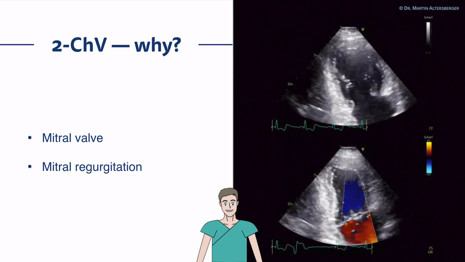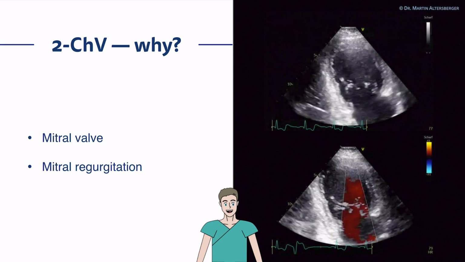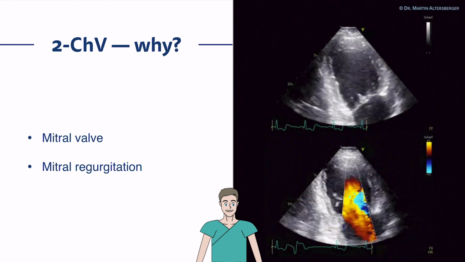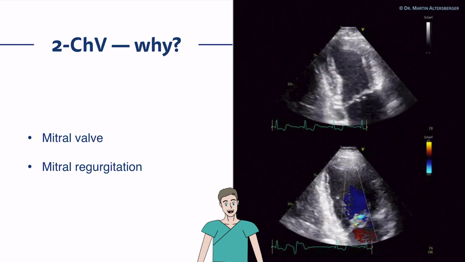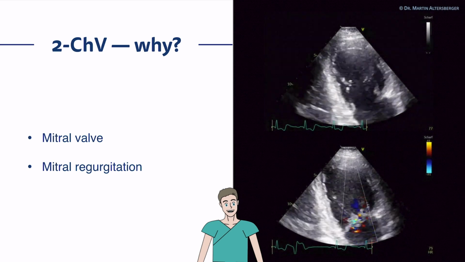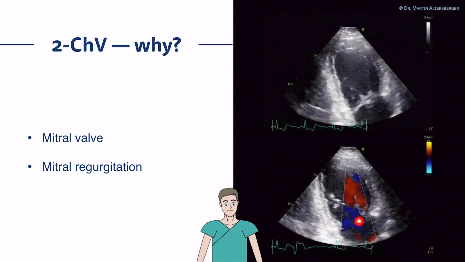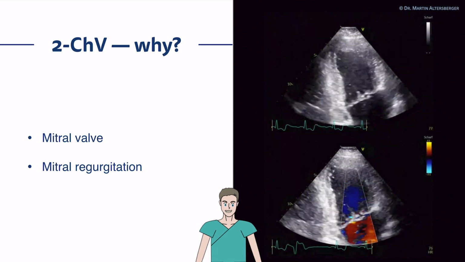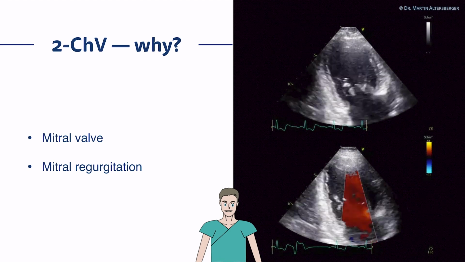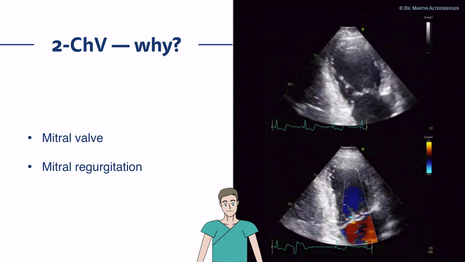Why the two-chamber view for the valve? It's about the mitral valve, mitral regurgitation, mitral stenosis, and here in this case you see nicely a flail leaflet. Here you see it as well, the truly broad jet origin in this patient with a flail leaflet.